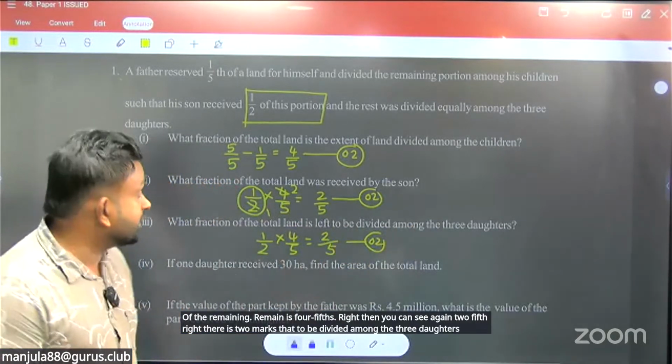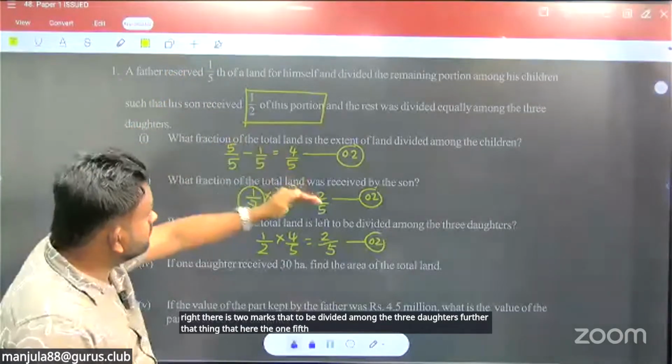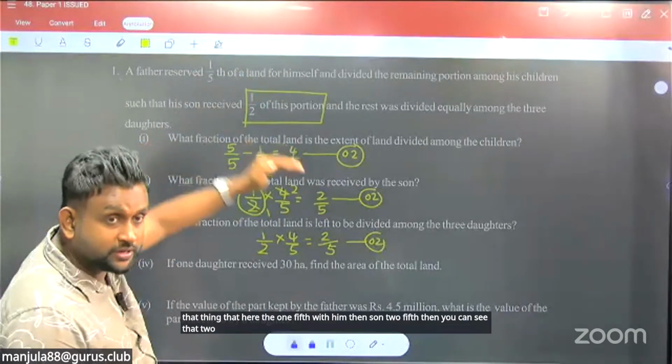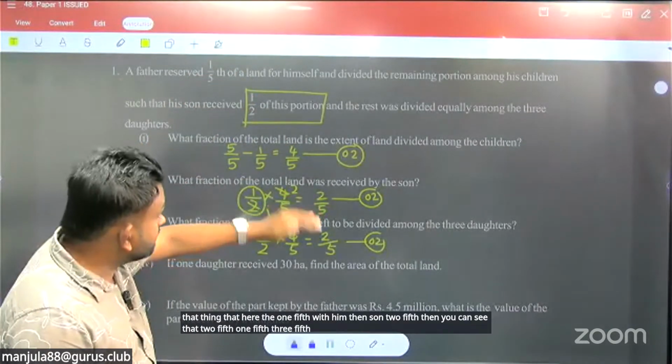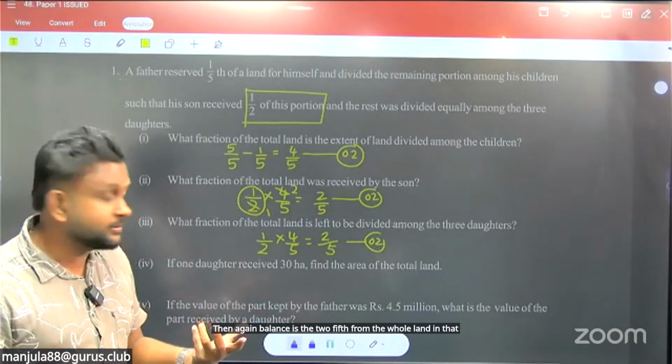Further, the 1/5 with him, then the son's 2/5, adds up to 3/5 in addition, so again the balance is 2/5 of the whole land. In that way also you can think.